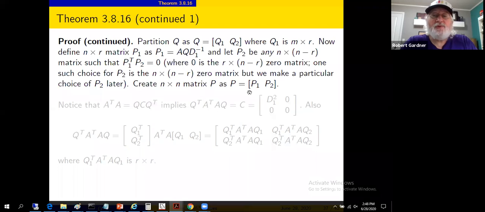All right, create a matrix now. Matrix P, be an N by N matrix. If you look at the dimensions, the partition matrix P1, P2. P2, I really know only this about. P1, I've got an equation for P1.